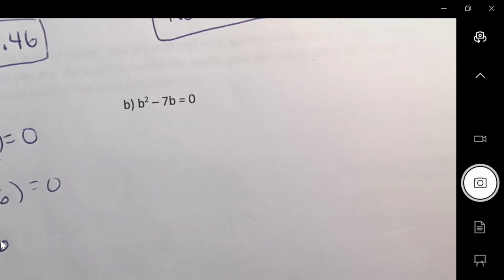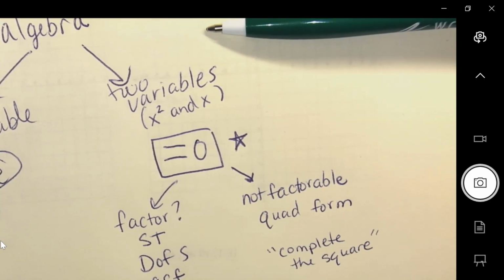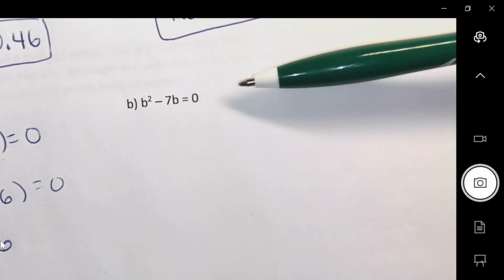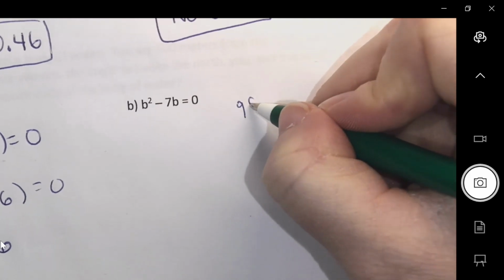Question B. 1 or 2 variables. 2 variables, equals 0. Check. Can I factor it? GCF.